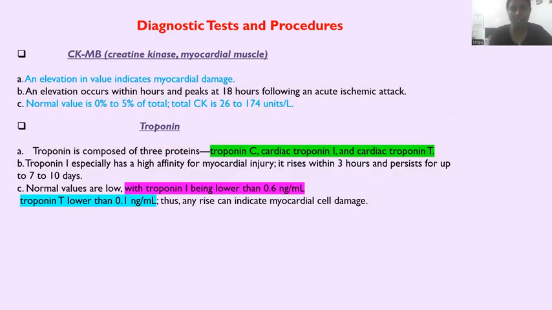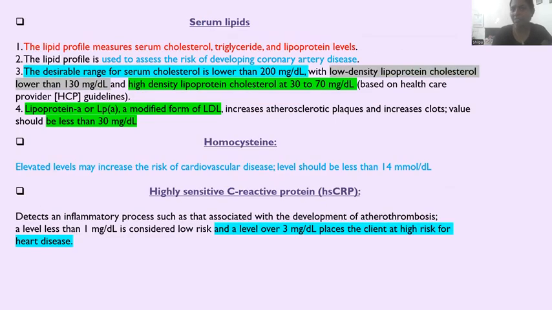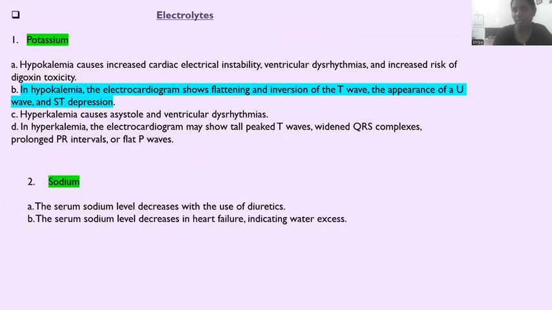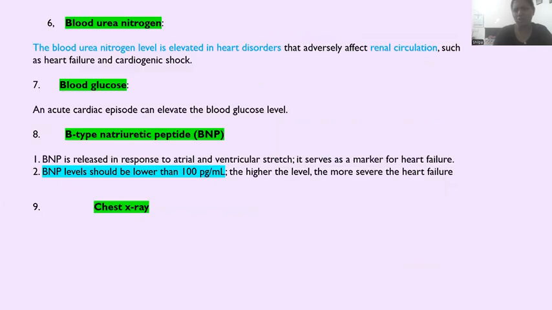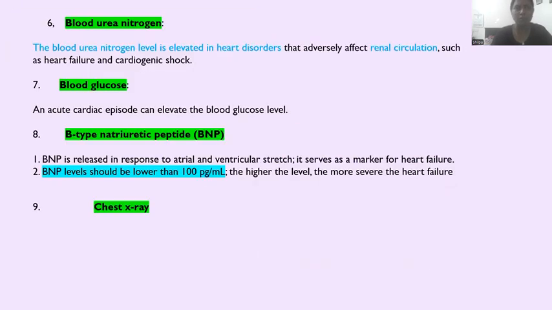An exchange happens. There are a lot of diagnostic procedures like CK-MB, troponin I, troponin T, myoglobin, complete blood count, serum lipid, cysteine, homocysteine, highly sensitive C-reactive protein, electrolytes, blood urea nitrogen, blood glucose, beta natriuretic peptide. A lot of things are there.